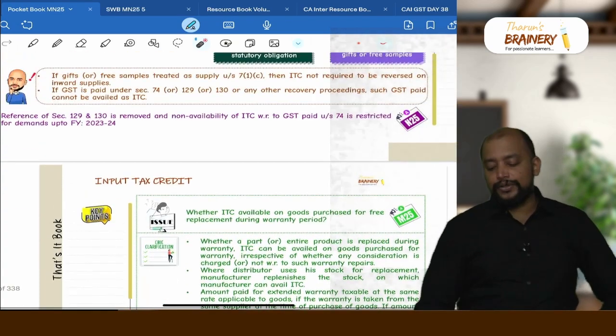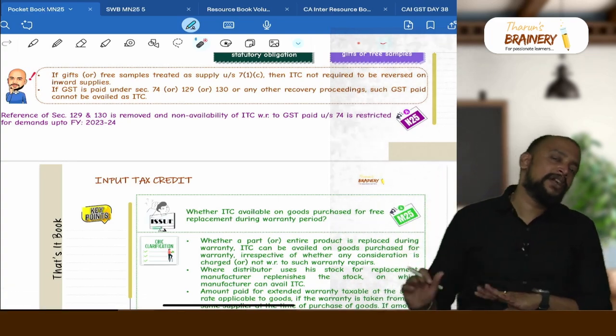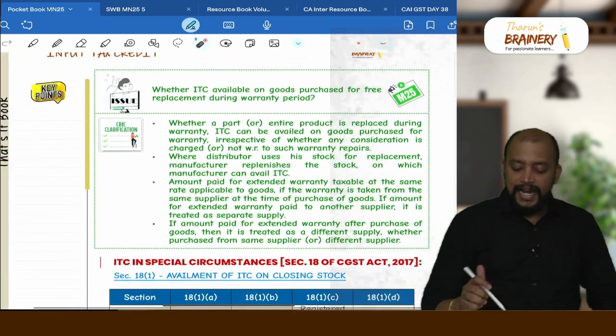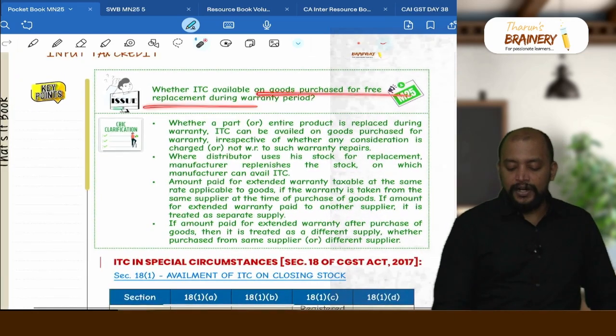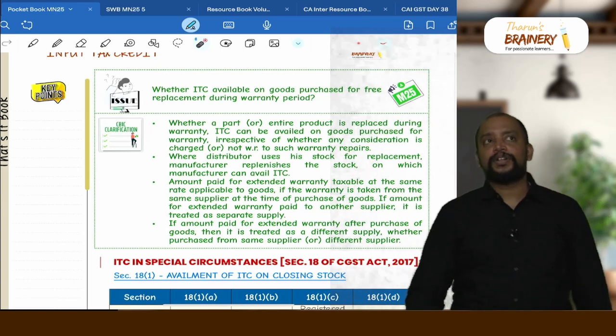Then, so many students ask me whether the November 25 amendments we should read. No, not required, just May 25 only. So you need to focus only on May 25 amendments right now. Then, whether ITC is available on the goods purchased for free replacement during the warranty period. So these are some important points.